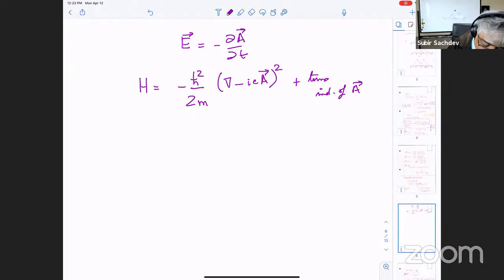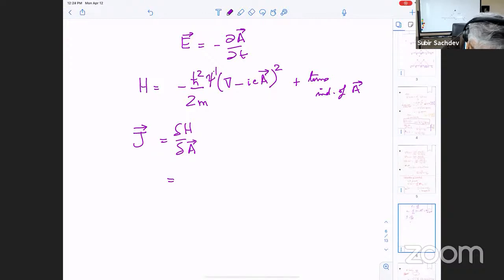And then the electric current is dH/dA. And I'm going to be really sloppy about factors of 2 and signs here, but I'll get the factors of 2 right. The signs I'm going to get wrong for sure. Okay, so this we can write in the following way. Oh, and there should be, of course, a psi dagger here and a psi there, and an integral over space, with the minus sign out front.